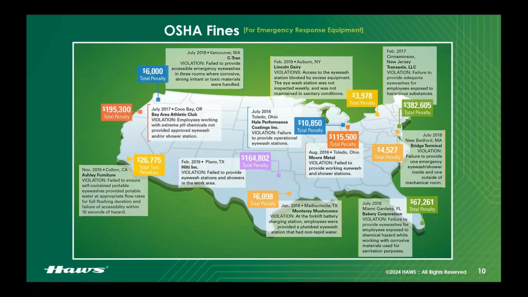Some of these, for instance, Bay Area Athletic Clubs, gym employees working with extreme pH chemicals not provided with an eye wash or shower station. That was the violation. That was back in 2017, Coos Bay, Oregon, and it was nearly $200,000, which for some businesses is a huge chunk of change. Not easy to swallow, and all we needed to do is put some emergency equipment in place. Spend a couple $1,000s, get the right equipment in place, protect your employees, and we're good to go. So lots of examples here, but this is all public information. You can dig this out on OSHA, on the internet, and find these types of instances.